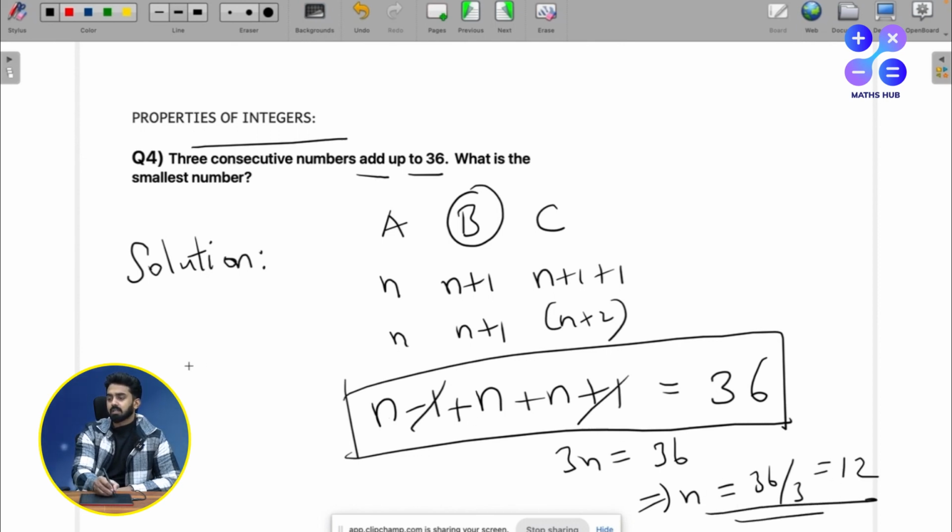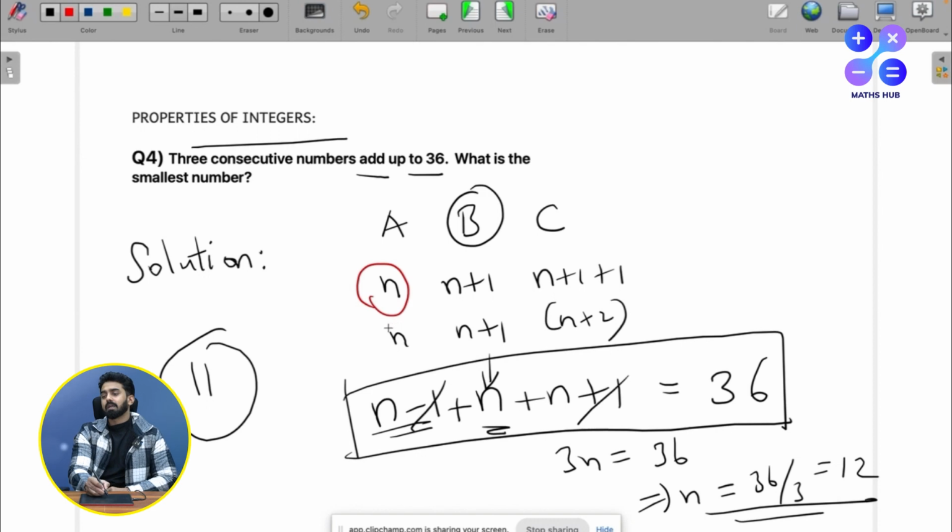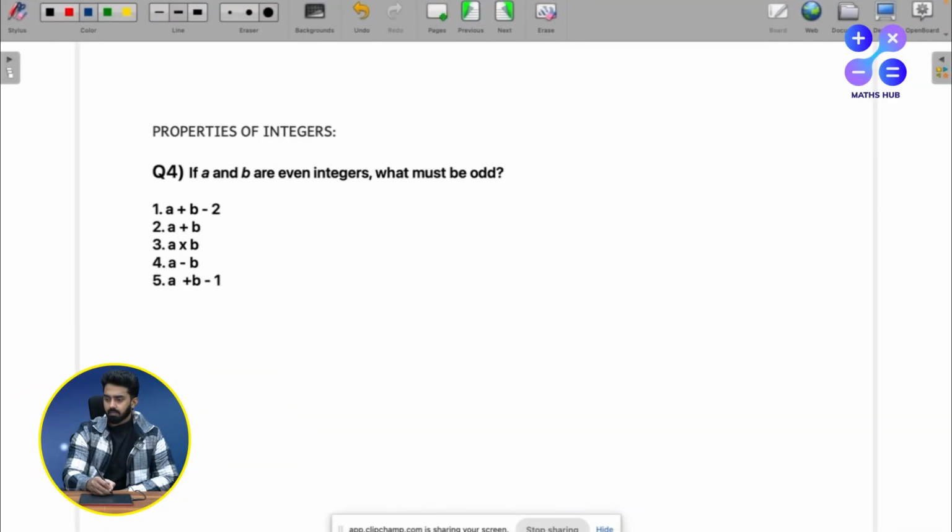So the smallest integer would be, n is not the smallest integer, right? N is the middle one, but n minus 1 is the smallest integer, which means 12 minus 1, 11 is the answer. So you might need to be careful there, but in this case, if you have taken it, you may not be falling into the trap that you might be answering the number as 12. But yeah, you have the trade-offs of easier calculations as well. Anyway, the answer is 11.